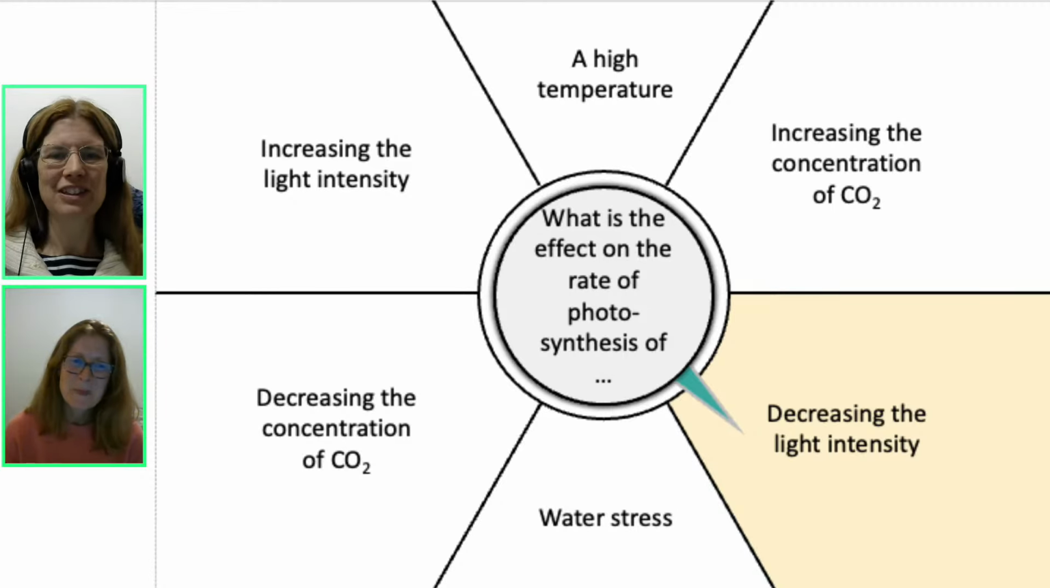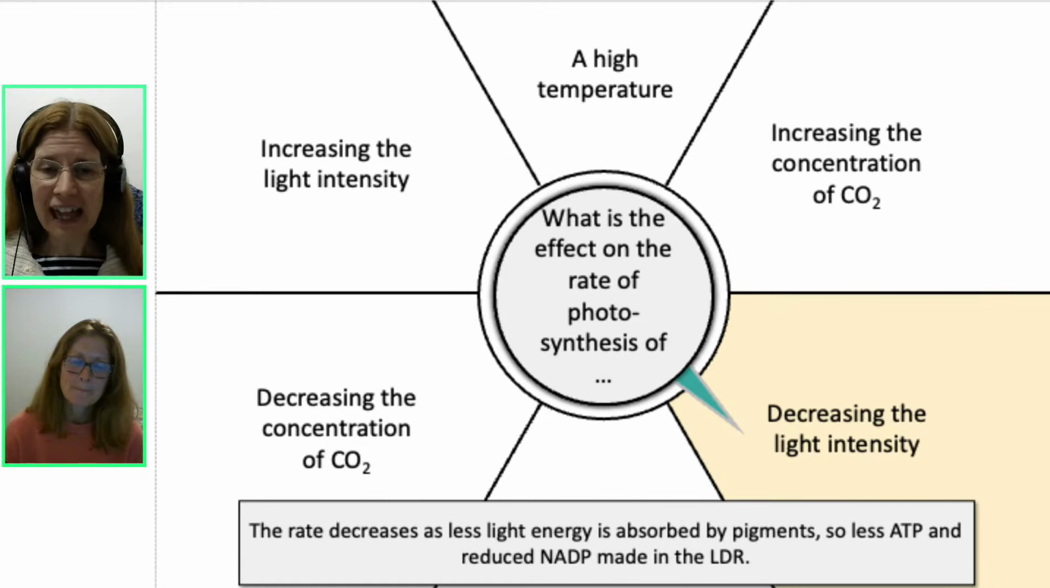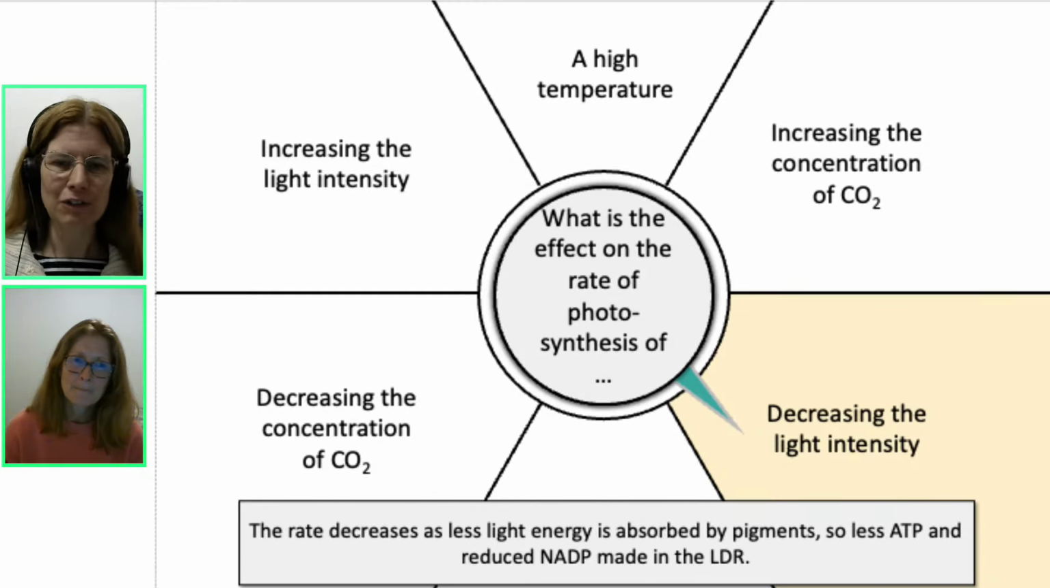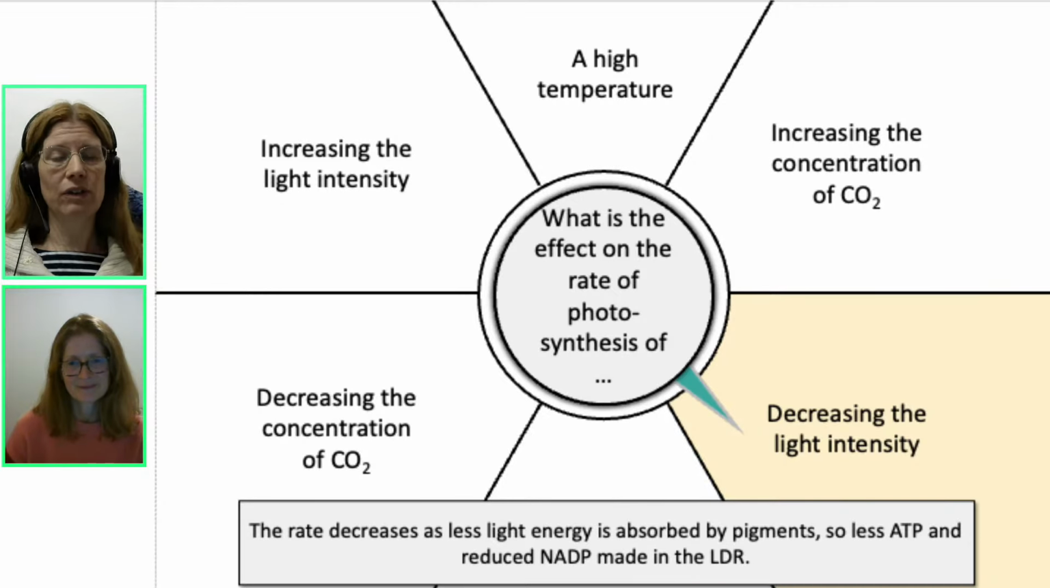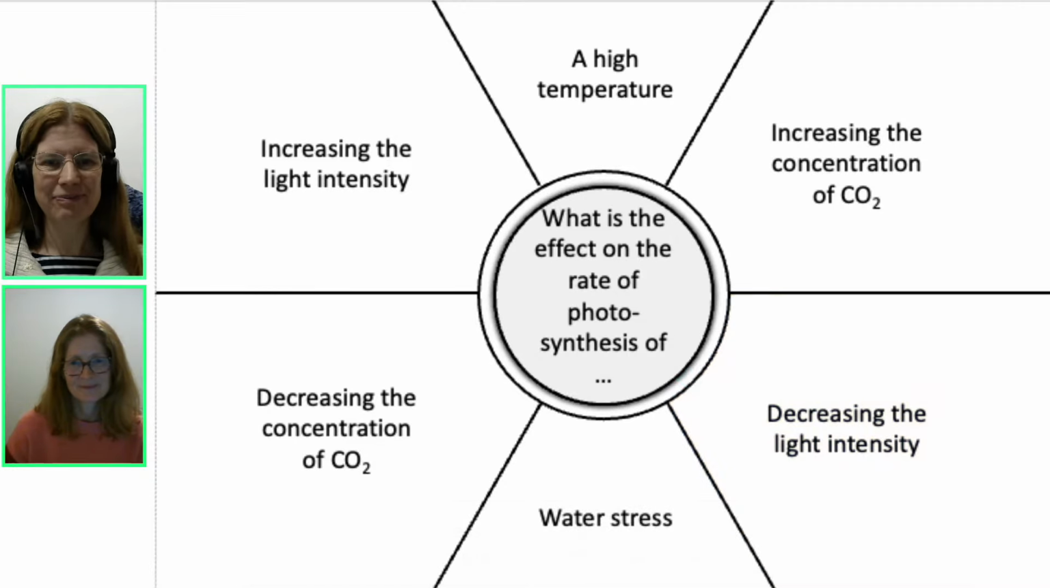Right, let's see if you were right. So, of course, it decreases. The photosynthesis rate is less. If there's less light energy being absorbed by pigments like chlorophyll, there's going to be less light-dependent reaction. That means less ATP and reduced NADP are made, and therefore the rate of photosynthesis will be slower. Right, let's have another spin.